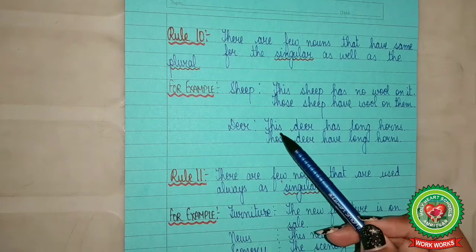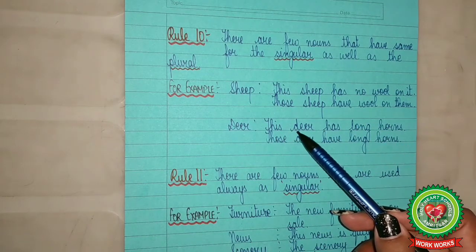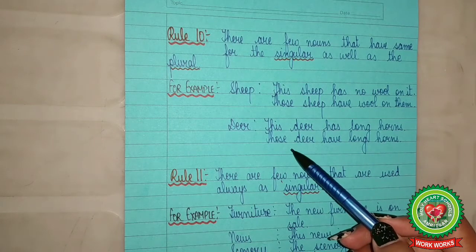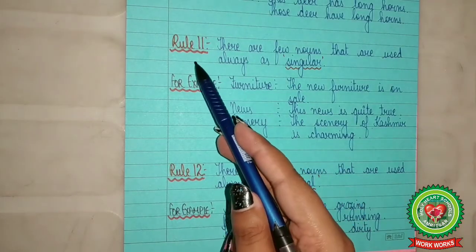Deer. This deer has long horns. Here we are talking about one deer. Those deer have long horns. Here we are talking about many deer. It remains same in its singular and plural form. Now let us see rule 11.